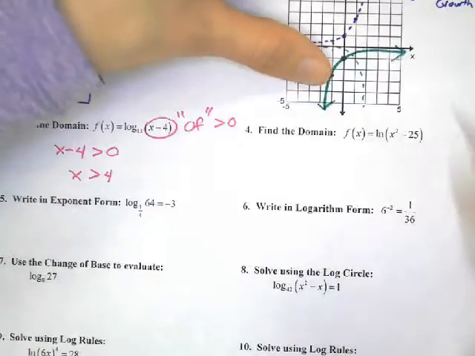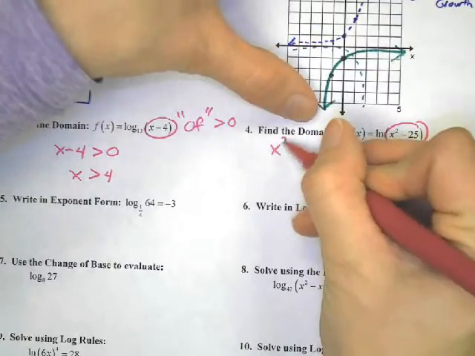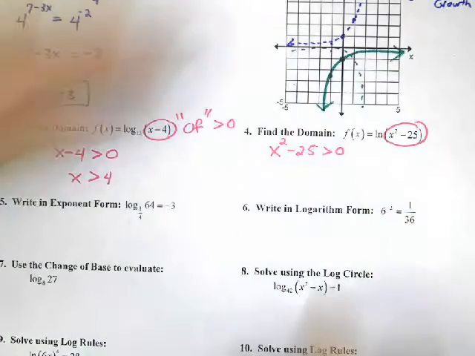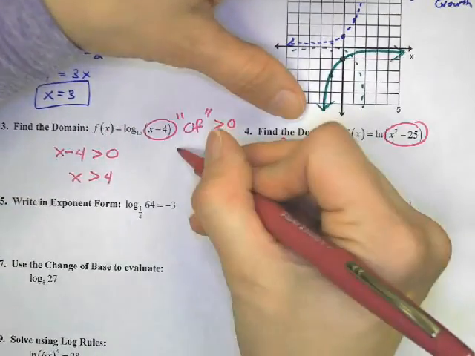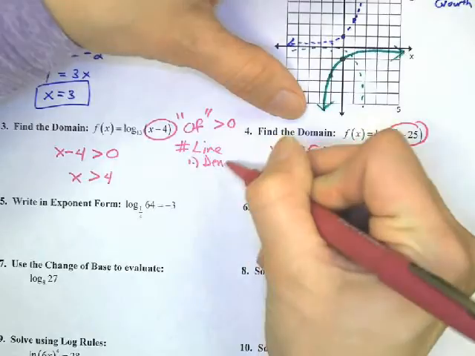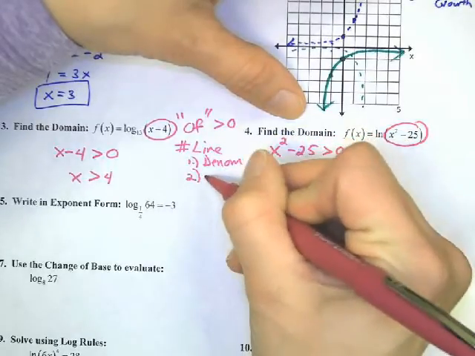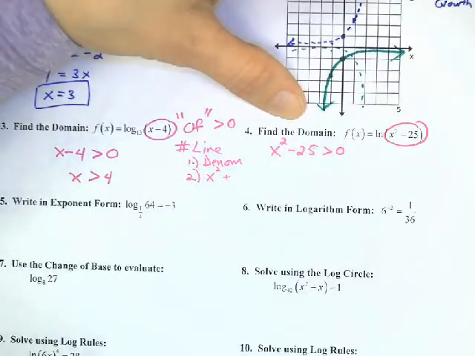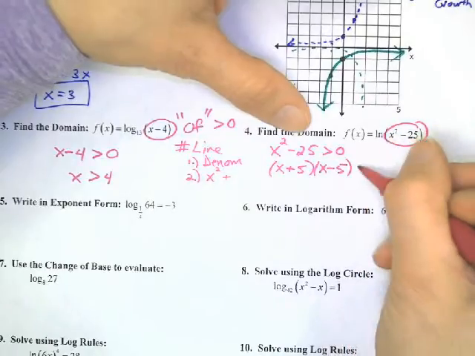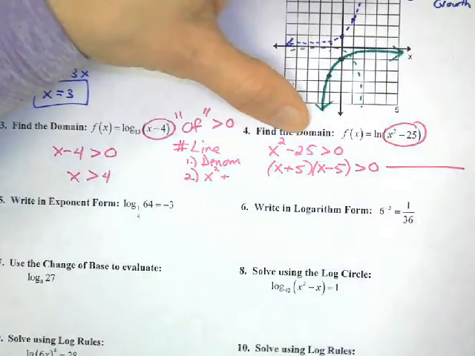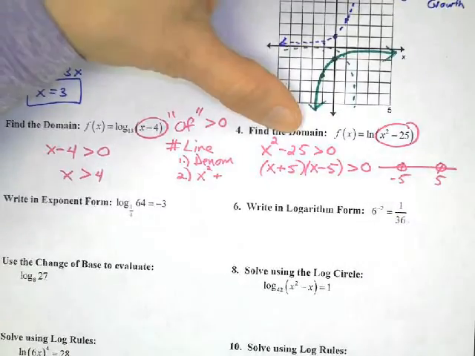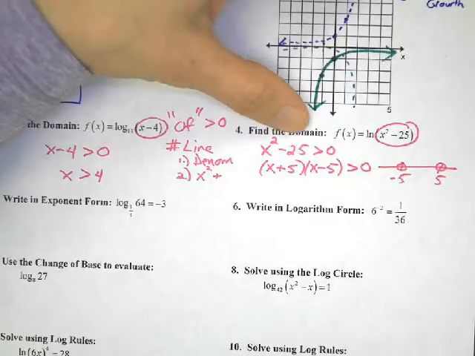Okay, here's another domain. It says x squared minus 25 has to be greater than 0. And this is one of those cases where you have to draw a number line. Okay, and when do you need a number line? If number 1, there's a denominator with an x in it, or number 2, it's x squared or higher. In this case, I'm going to factor: x plus 5, x minus 5, greater than 0. On the number line is plus and minus 5. They're open bubbles because it says greater, and then you're going to test the sections.